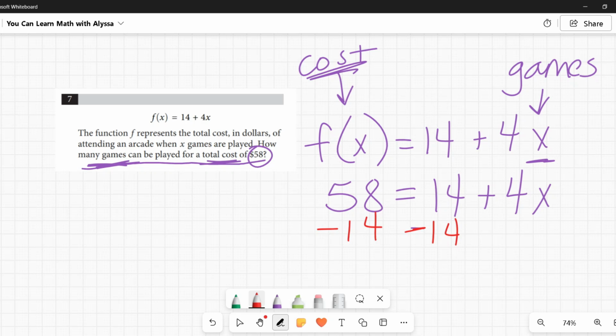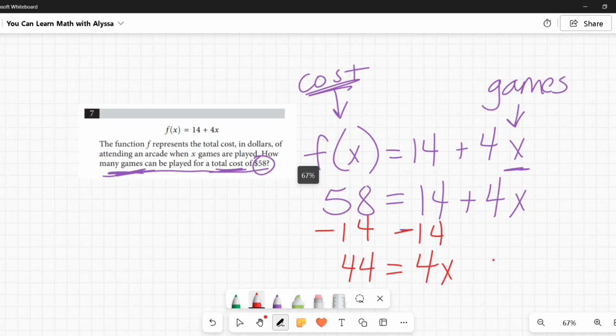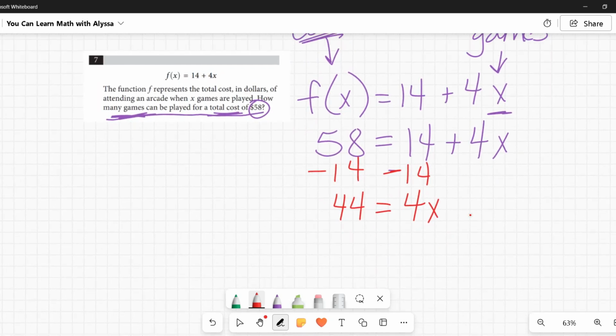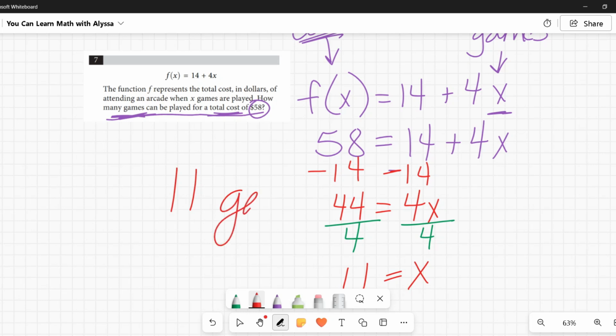On the left, 58 minus 14 is 44. On the right, I still have that 4x left. It's 4 times x, and the opposite of multiplication is division. So I'm going to divide both sides by 4. 44 divided by 4 is 11, and on the right now, I just have x. So 11 games can be played for $58. That seems really expensive. $4 a turn. Wow. Okay. All right, so 11 is my answer for that.